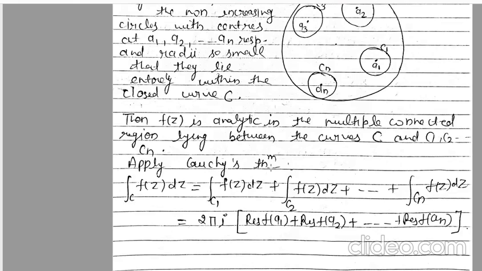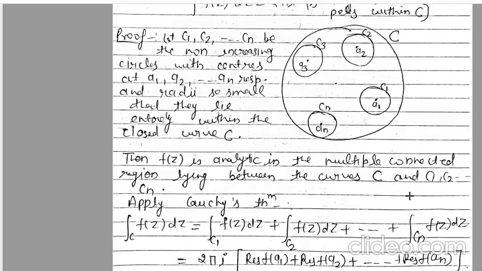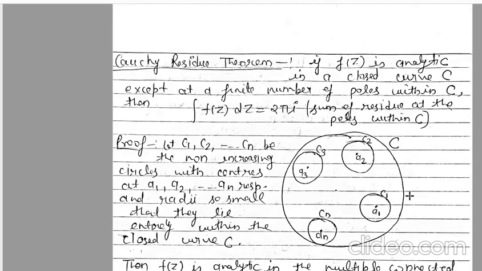So apply Cauchy's theorem. I told you Cauchy's theorem in our previous session. So the integral over C of f(z) dz is equal to the integral over C1, C2, Cn of f(z) dz. So for the small circles C1, C2, Cn, you will calculate your residue at a1, a2, and so on, an, and your result will be 2 pi i into residue of f at a1 plus residue of f at a2 plus and so on, residue of f at an, right? Just one thing, the proof will not be asked in the final semester exam, but you need to know where it is coming from.